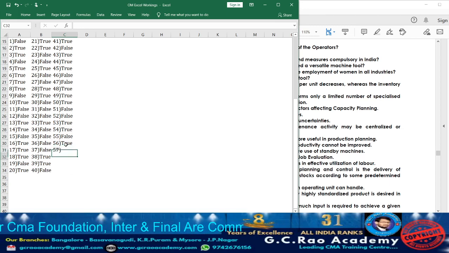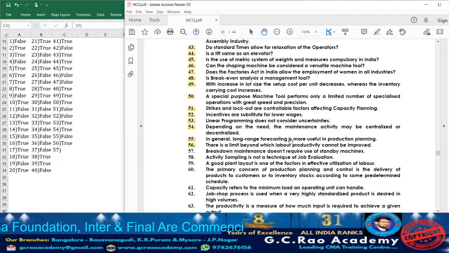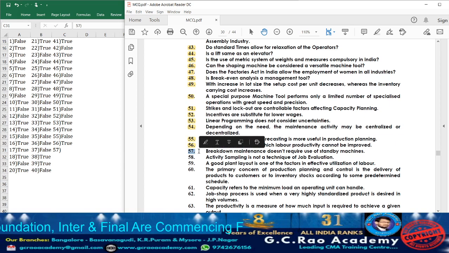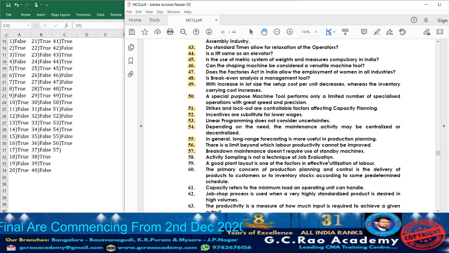Now let us move on to statement 57. What they are telling, breakdown maintenance does not require use of standby machines. False, because in breakdown maintenance the standby machines will be utilized. If they go for breakdown maintenance, when the breakdown happens for the available equipment or machine, the production will be stopped. So, as not to create any disturbance in the production.